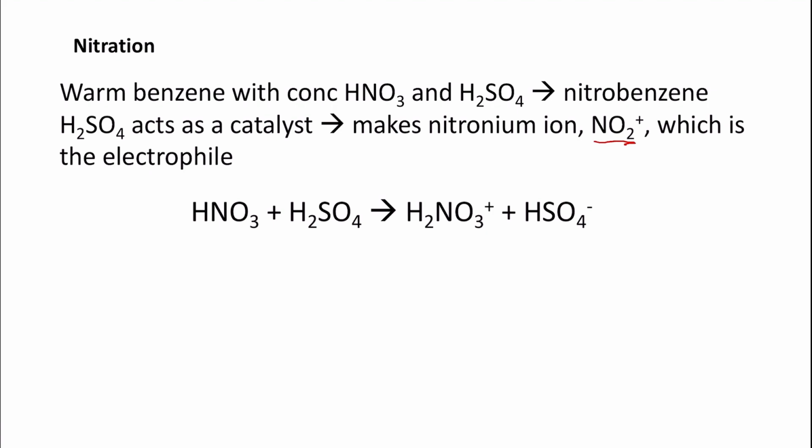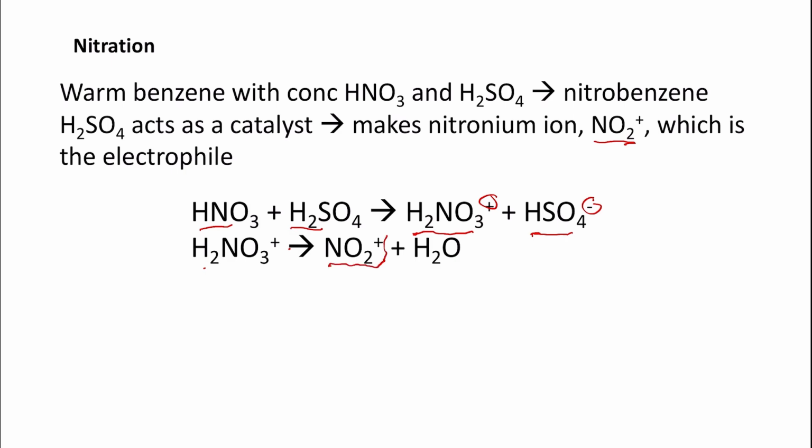So the first step is the generation of the electrophile, where nitric acid with sulfuric acid will first produce these two products, H2NO3 plus and HSO4 minus, and then this H2NO3 plus will undergo breaking down into the nitronium ion, which is the electrophilic species, and water.